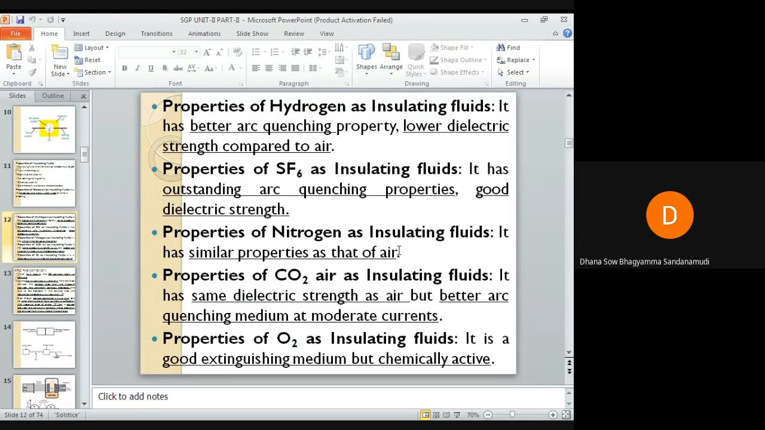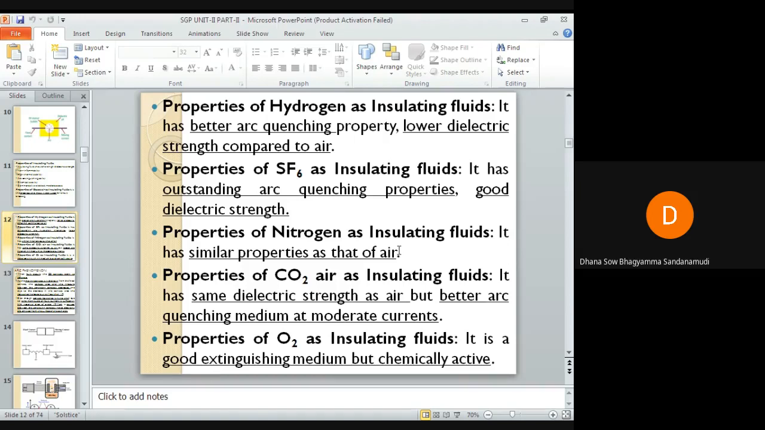Next, let us see the properties of SF6, sulfur hexafluoride. It is the best insulating medium when compared to all other insulating mediums. SF6 is the best insulating medium, and it has good dielectric strength, so it is preferable. Of course, it is a bit costly when compared to other insulating mediums. SF6 has outstanding arc quenching property and good dielectric strength.